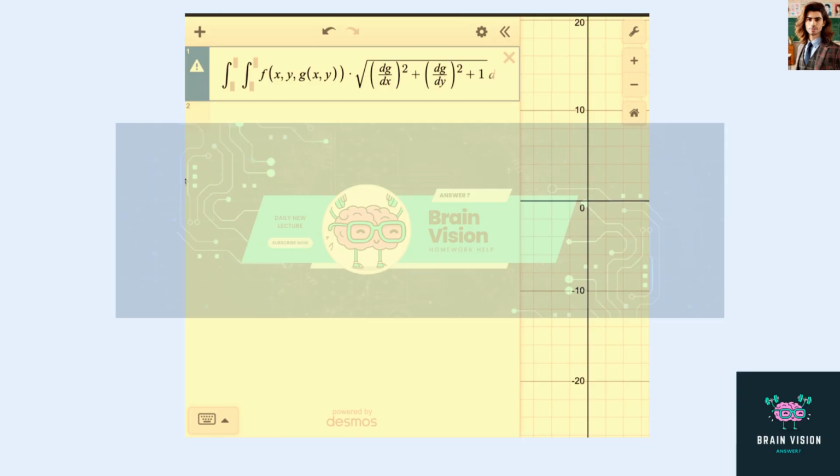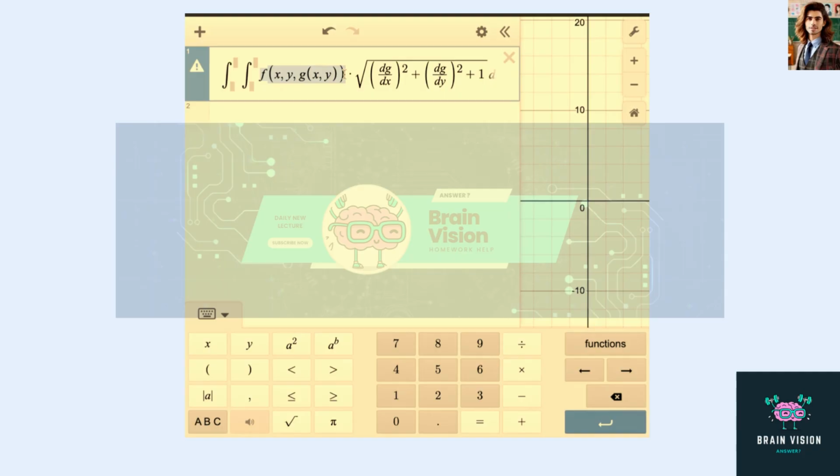So now that we know that z is 1 plus 2x plus 3y, and we're given the double integral of x squared yz, what we have now is x squared yz, but instead of z, we'll multiply it by 1 plus 2x plus 3y. Then we take the partial derivative of g with respect to x, and we get 2. The partial derivative of g with respect to y is 3, so we're left with this.